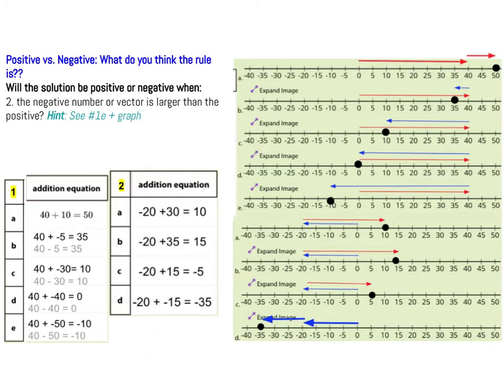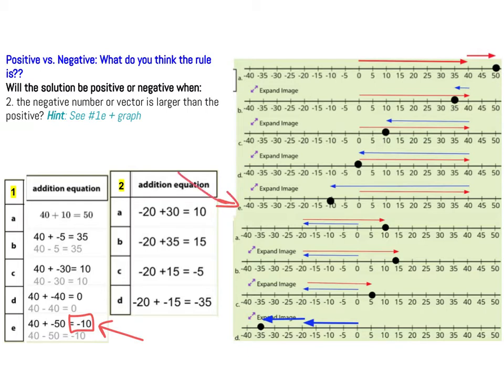Question number 2, we want to know, is the solution going to be positive or negative when the negative number or vector is larger than the positive? So right here, it says graph 1E. We can look at a lot of different situations, but if I look at number 1, part E, that's this one down here, you can see that negative 50, as far as numbers go, 50 is more than 40, but it just happens to be negative. And in this case, the solution was negative 10. The reason for that, you can visualize with the graph right there, number 1, part E.